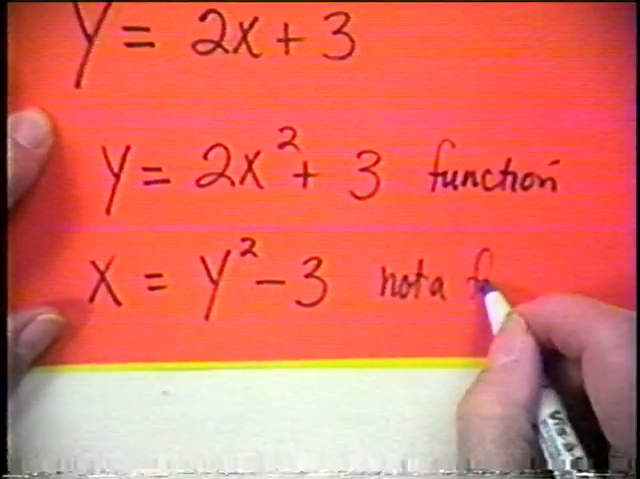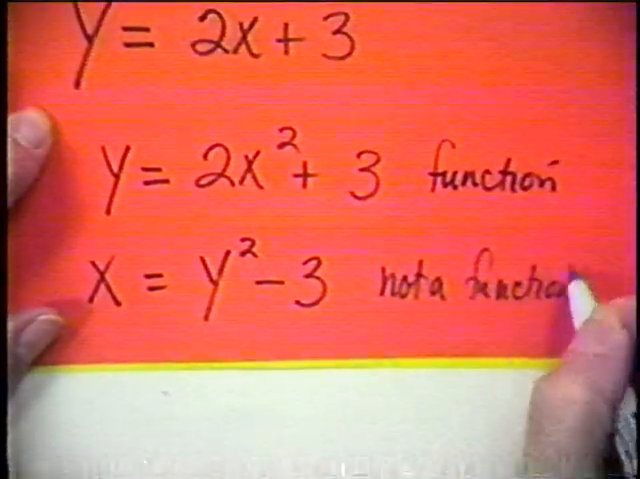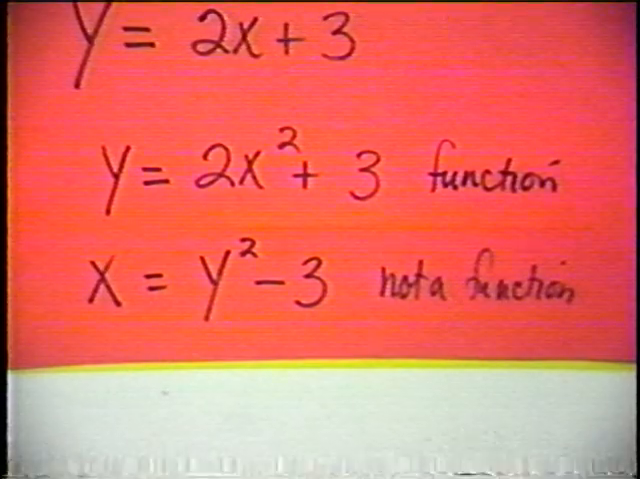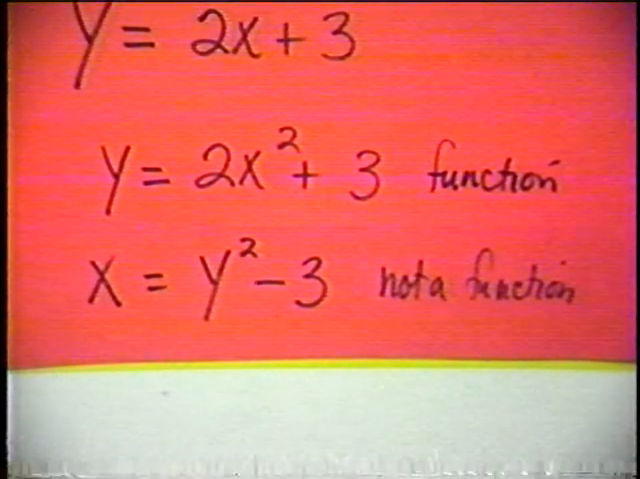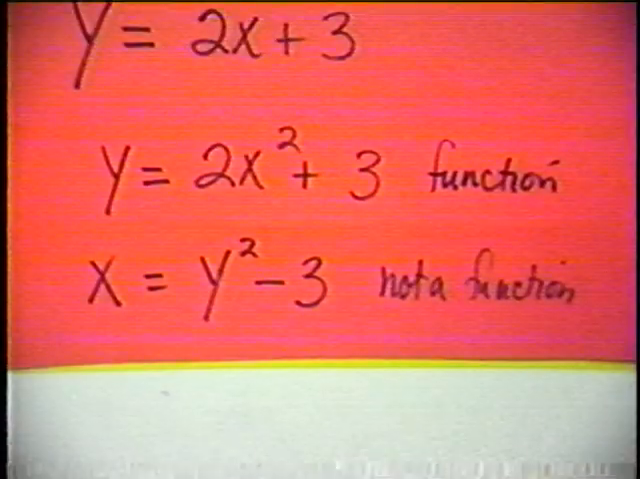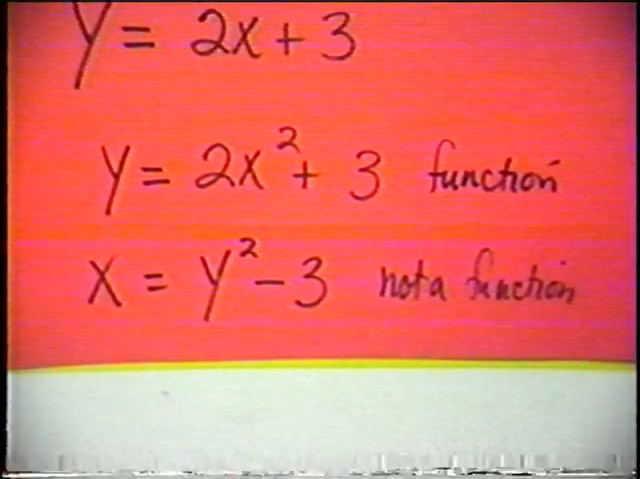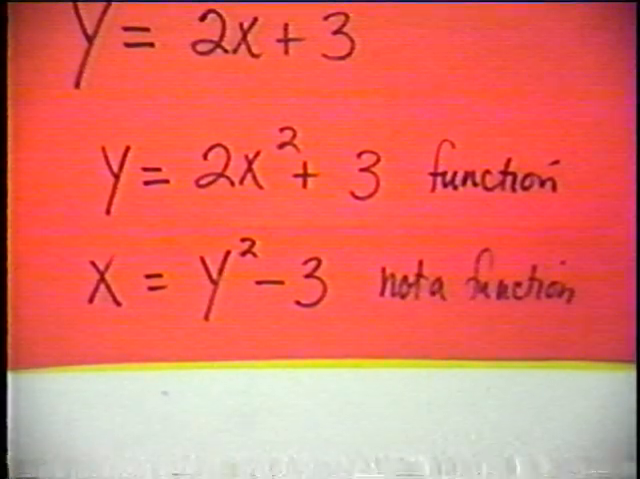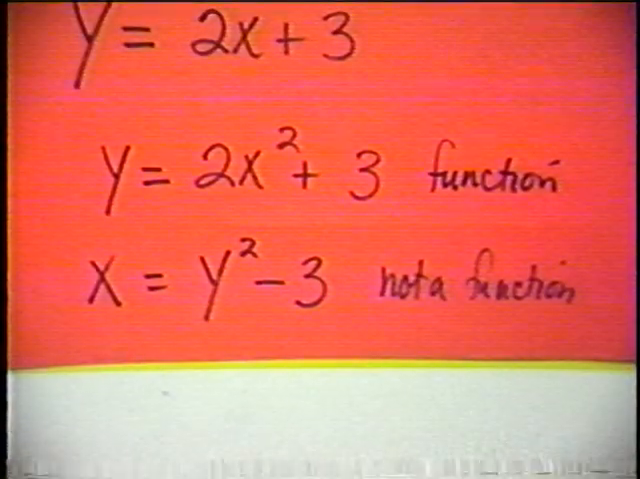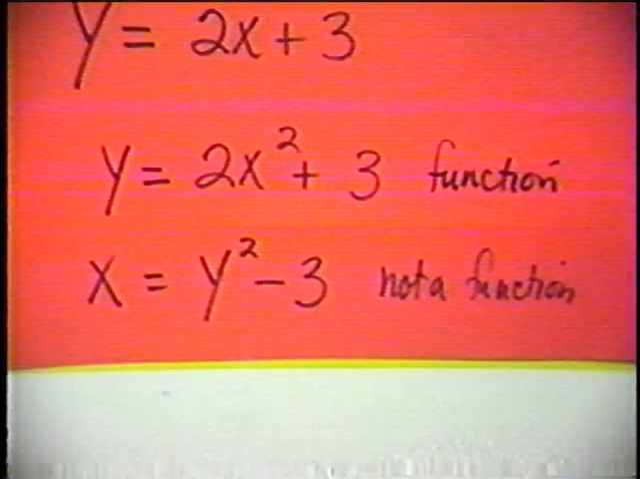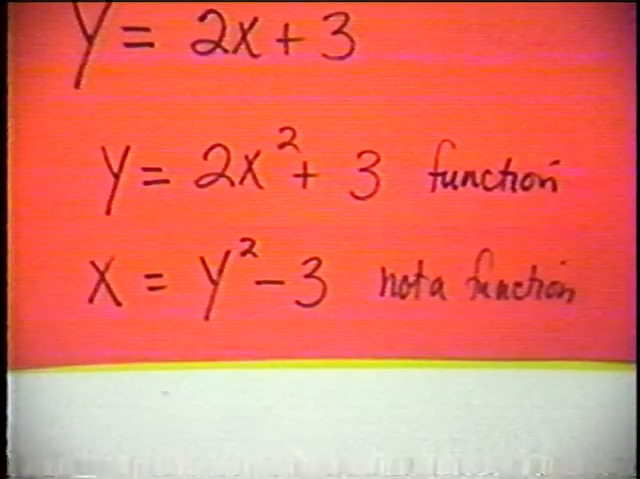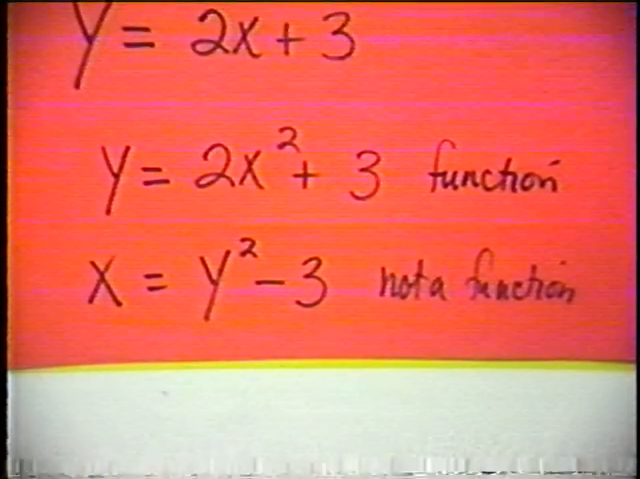So in order to be a function, for each x, there can be one and only one y value. It's basically what it is. For each x value, there can be one and only one y value. And that's a function.